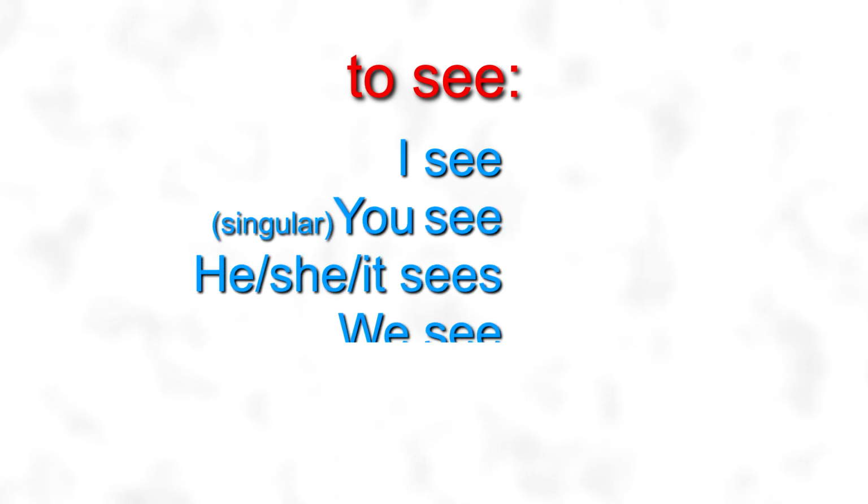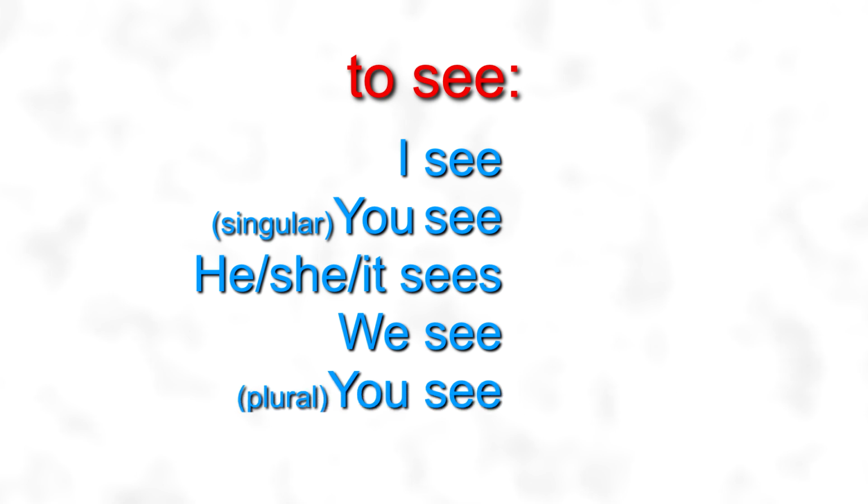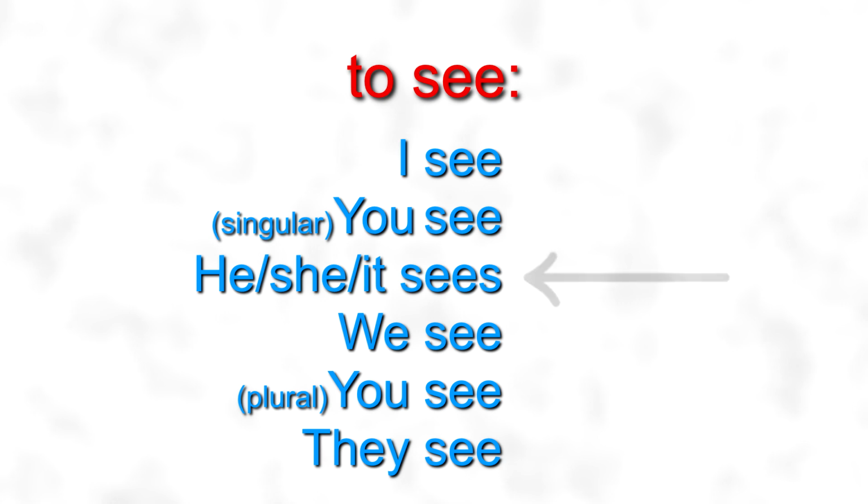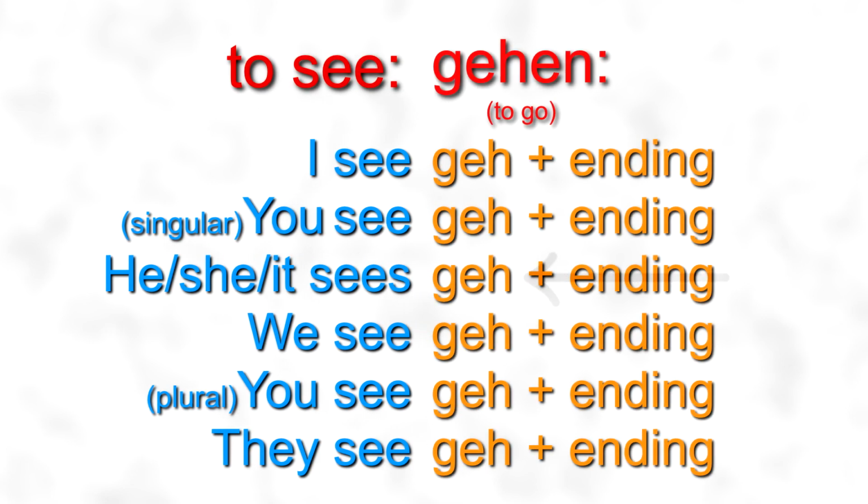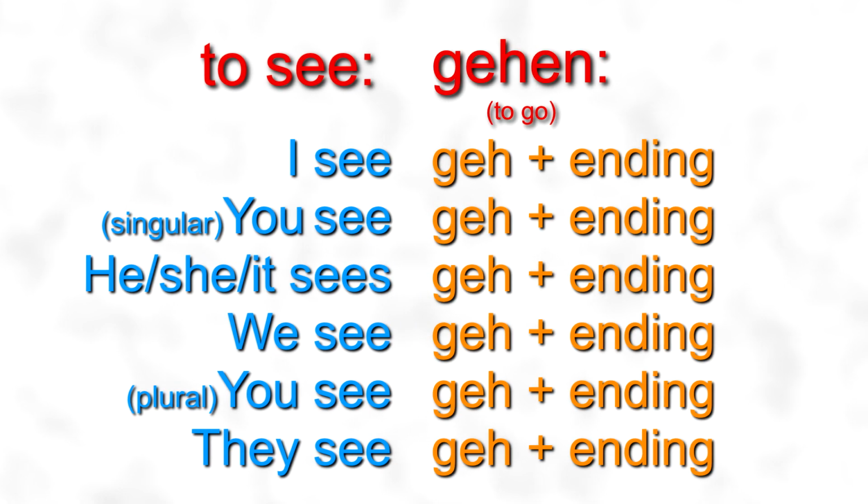I see, you see, he, she, or it sees, we see, you see, they see. Notice that the only time the stem gets an ending is in the third person singular, where we add an s. In German, there's an ending for each of them.